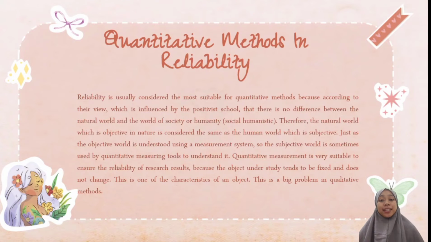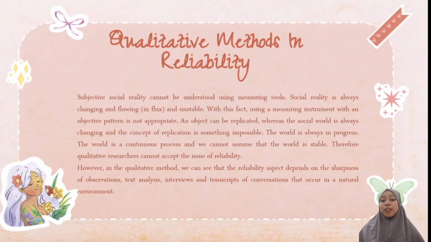And the next topic is quantitative methods in reliability. Reliability is usually considered the most suitable for quantitative methods because according to their view, which is influenced by the positivist school, there is no difference between the natural world and the world of society or humanity or social humanistic.